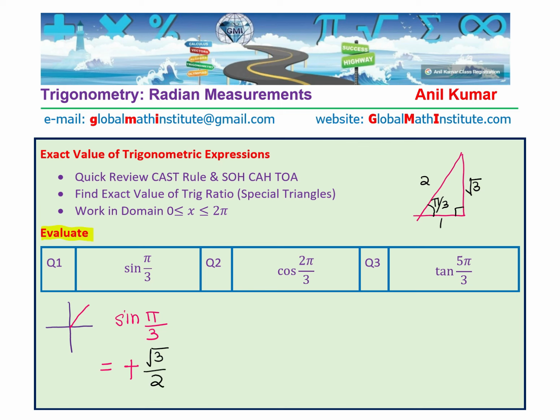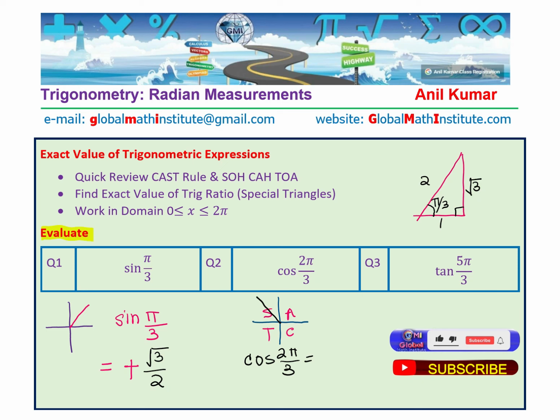Positive. Now, we have to look into cos 2 pi by 3. Cos 2 pi by 3 means, again, the CAST rule, right? Cos 2 pi by 3 will be in quadrant 2, correct? In quadrant 2, cos is negative. So we can write cos of 2 pi by 3 is going to be negative since you are in quadrant 2.